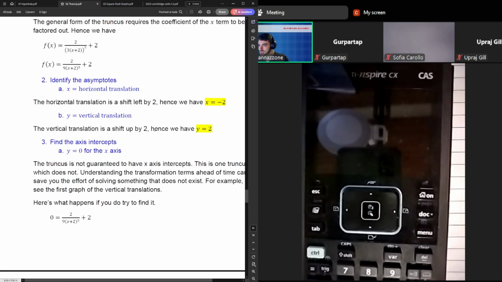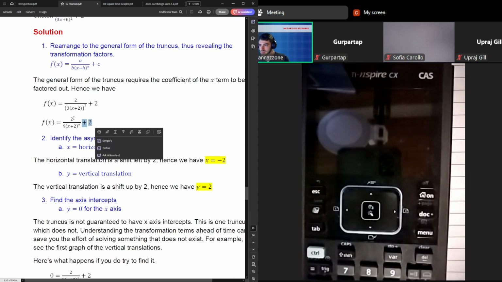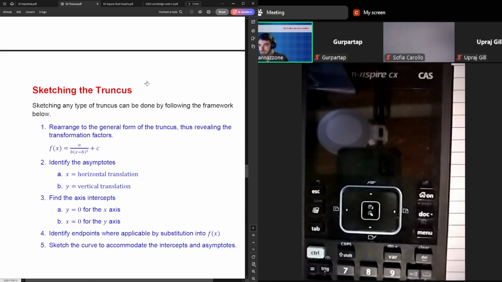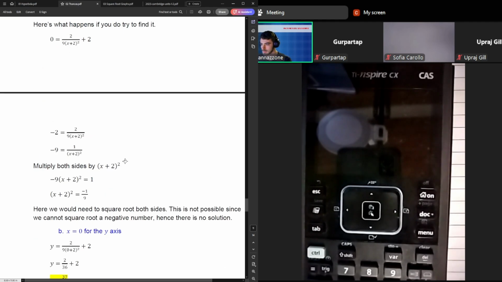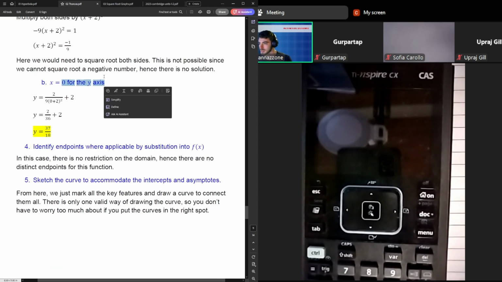So under those circumstances, you say there is no solution, hence you're not going to have any x-intercepts. And you'd kind of know this already if you're familiar with the graph. This is a positive truncus, and you're shifting it up by 2. If you just picture that in your head, it would look like this. As you get more and more familiar with the function, you'll be able to recognize when or when not to bother trying to solve for a particular intercept. For the y-axis intercept, again, x equals 0, simplify, simplify, and then you just put all the key features together.